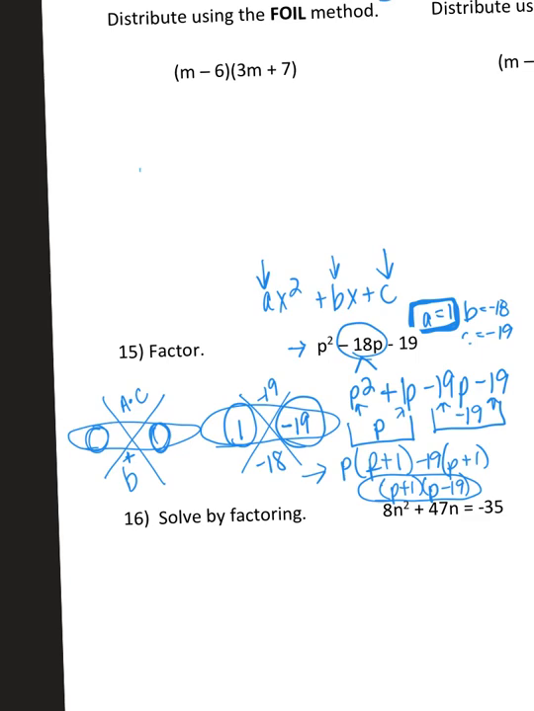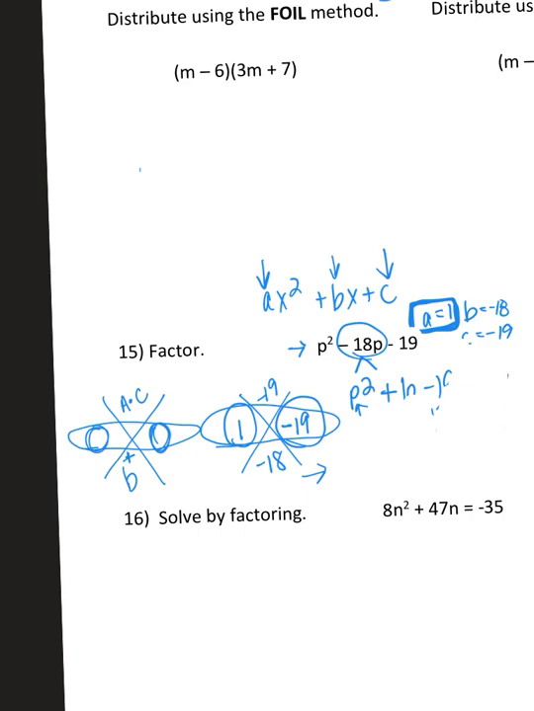Okay, so let's take a look at number 16. So we're going to factor 8n squared plus 47n minus 35. The first thing that we need to do before we can factor this, sorry, it says to solve by factoring. So it has to be an equation if we are solving. So we're always looking for an equal sign in an equation.